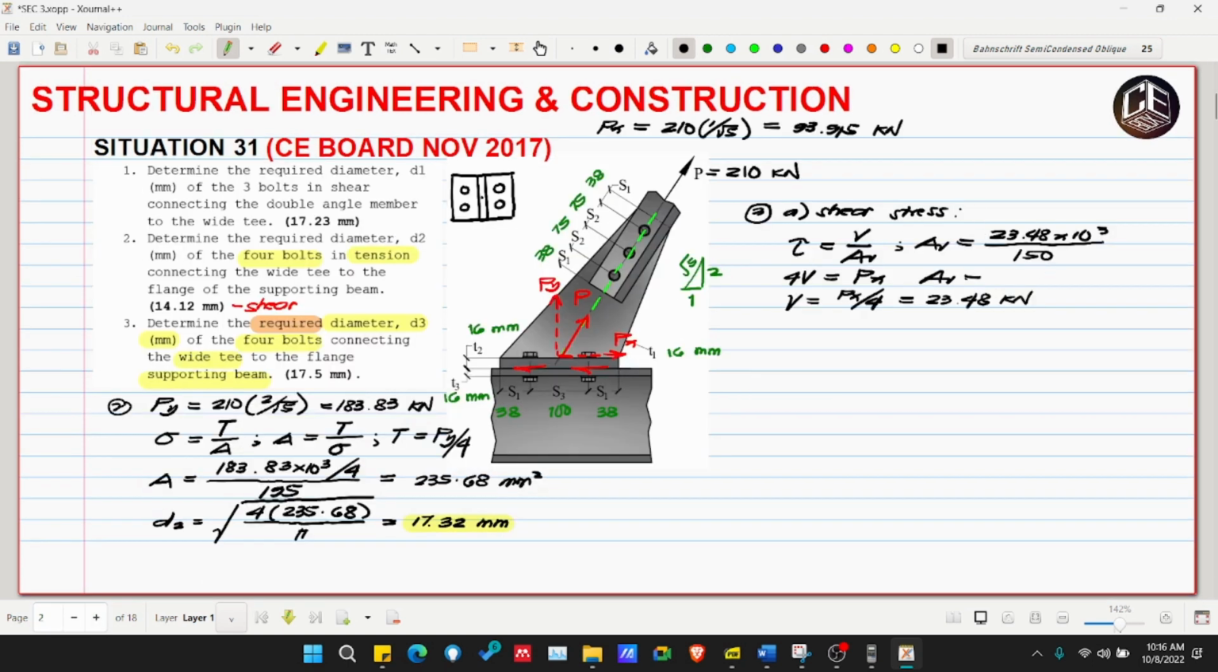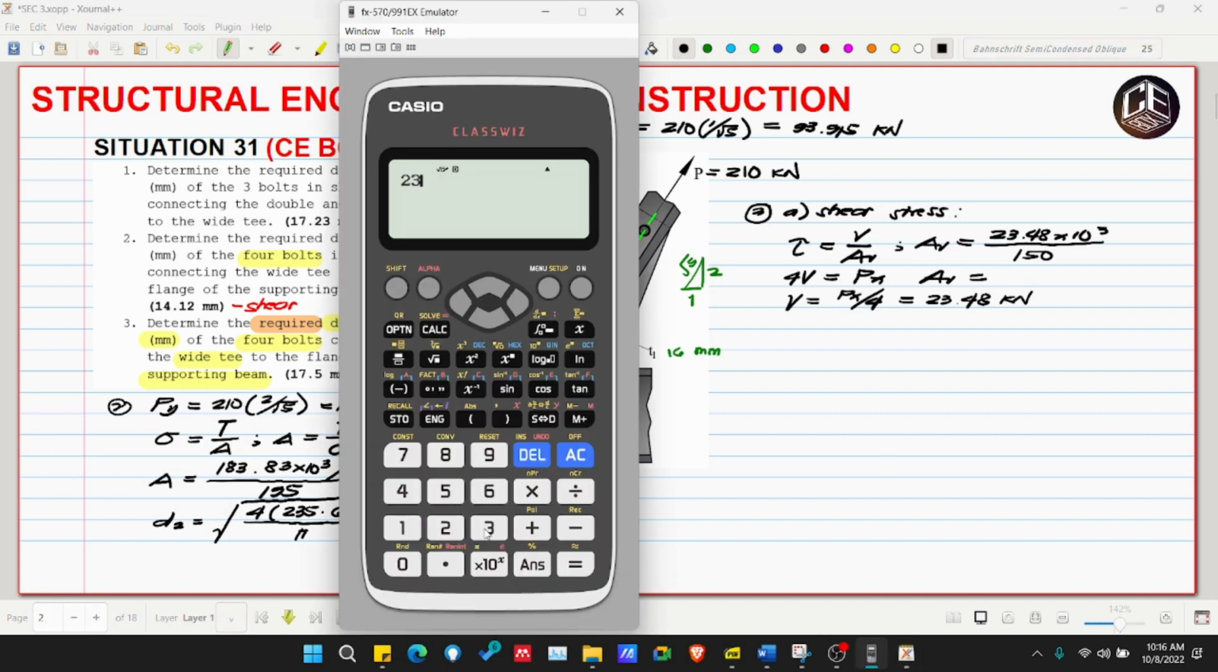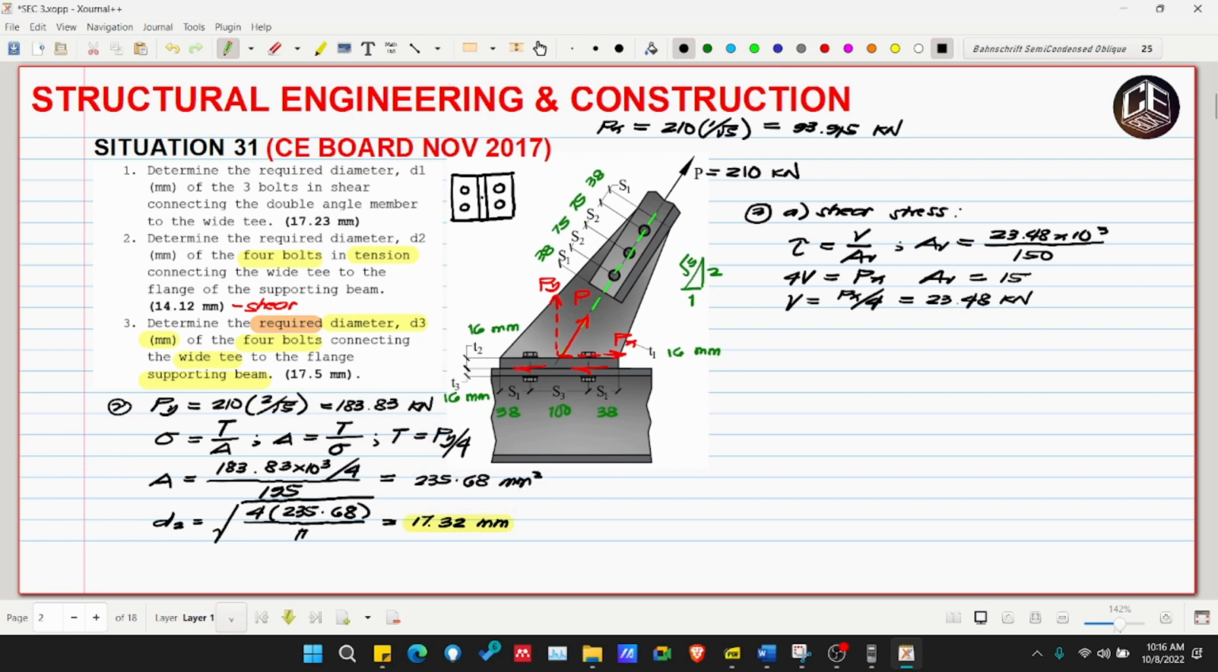Kaya ang ating area shear is 23.48 times 10 raised to 3 over 150. So, 156.53 millimeter squared. So, gawin natin siguro to, D3 na lang. Ayan. D3 is equivalent to square root of 4 multiplied by 156.53 over pi.